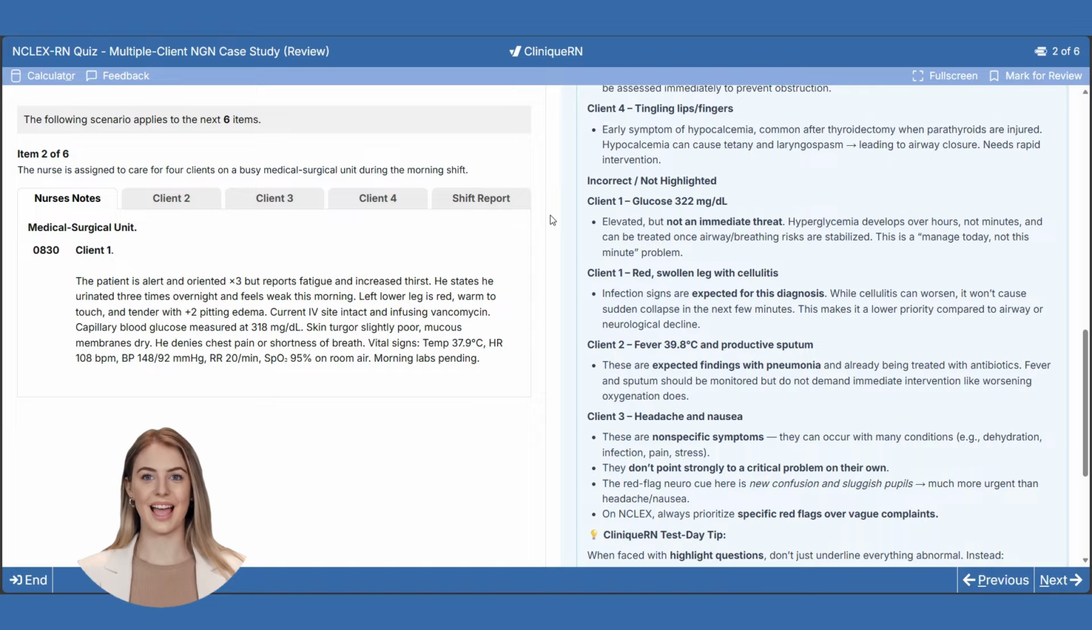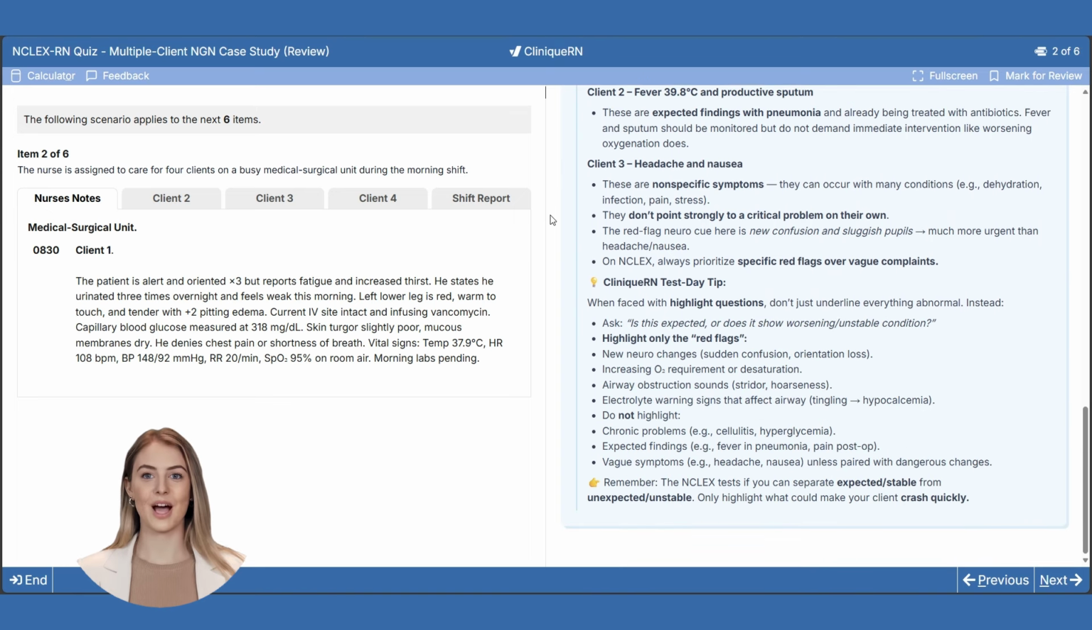Client 3, headache and nausea. These are non-specific symptoms. They can occur with many conditions, e.g., dehydration, infection, pain, stress. They don't point strongly to a critical problem on their own. The red flag neuro cue here is new confusion and sluggish pupils, much more urgent than headache or nausea. On the NCLEX, always prioritize specific red flags over vague complaints.